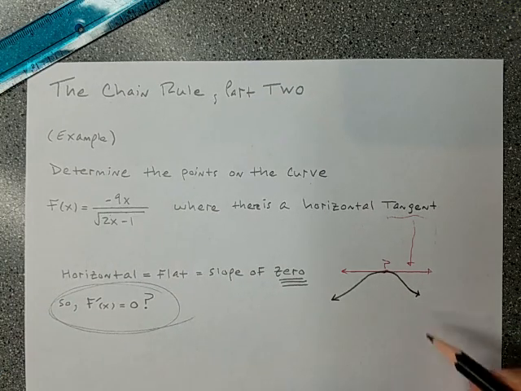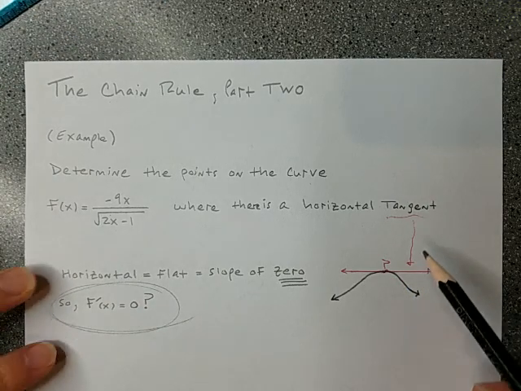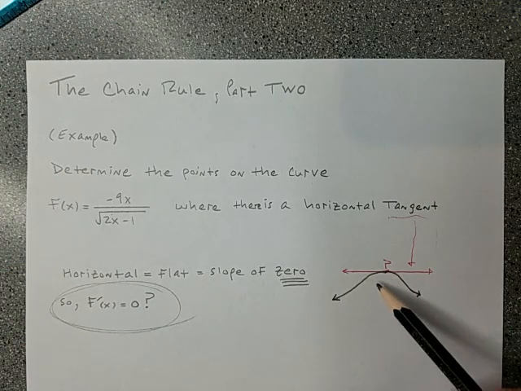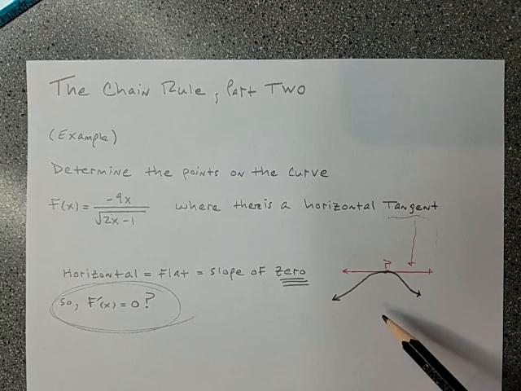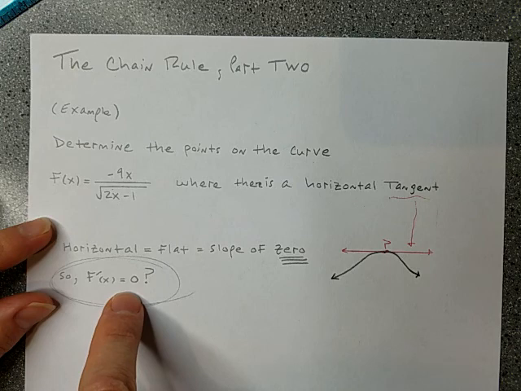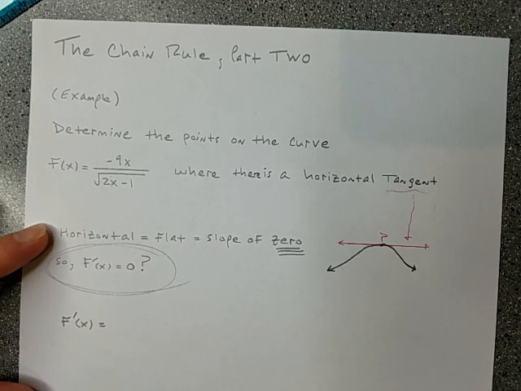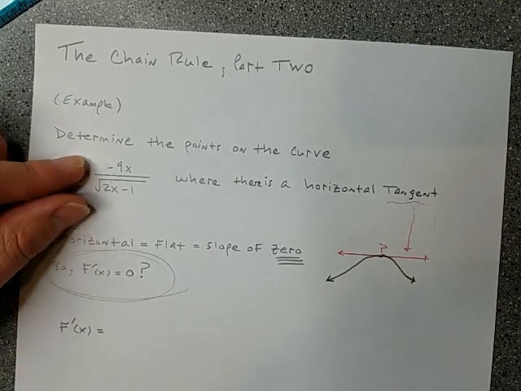So maybe the curve looks something like that. We're trying to discover where that point is. Why might you want to do that? Well, because that would tell you perhaps where a high point or a low point on the curve is. But let's get to it. We're solving this problem. F prime is equal to 0. Okay, so how do you find f prime of x? All right, that would be the derivative of this.